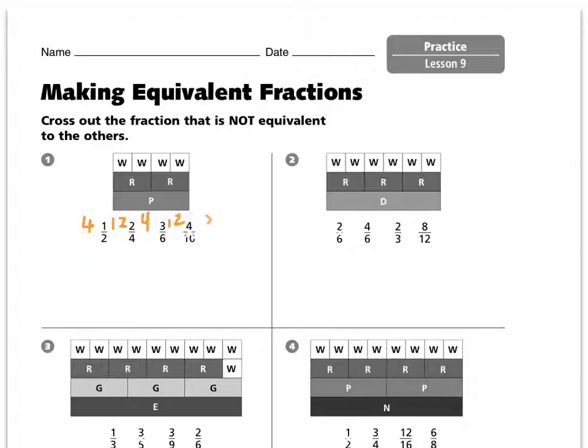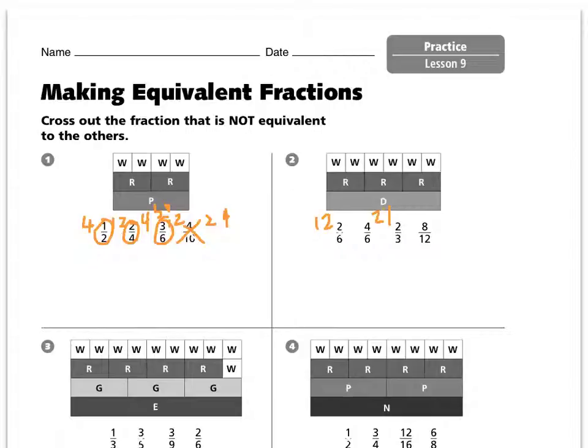6 times 4 is 24. 10 times 3 is 30. That means that this is not equivalent. This is the only one that does not match up. You need to show your work or it's wrong. Do the same thing. For number 2, you have 6 times 4, which is 24. Write 24 up there. 6 times 2, which is 12.